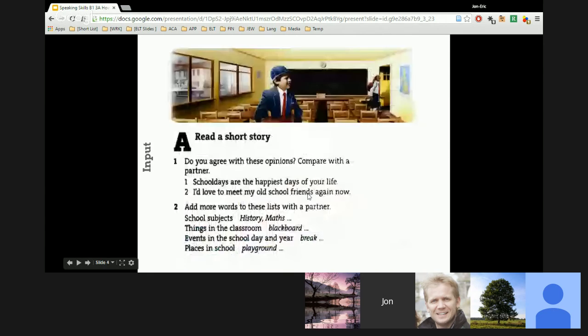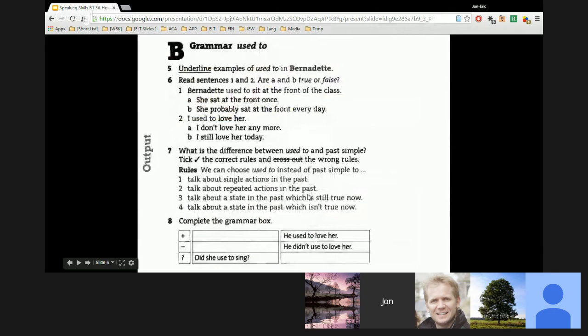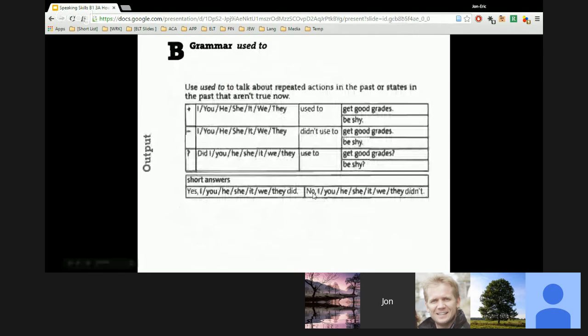Let me jump forward here. So here's a quick summary of what we've done so far. You can see the forms in the box. The positive: I, you, he, she, it, we, you, they, used to get good grades, be shy. Negative: I, you, he, she, it, we, you, they, didn't used to. Use the verb "to do" to form the negative.